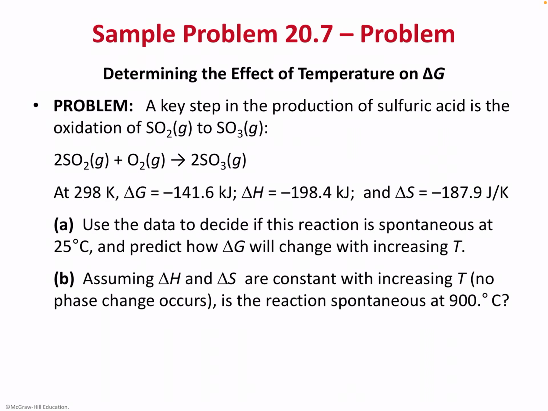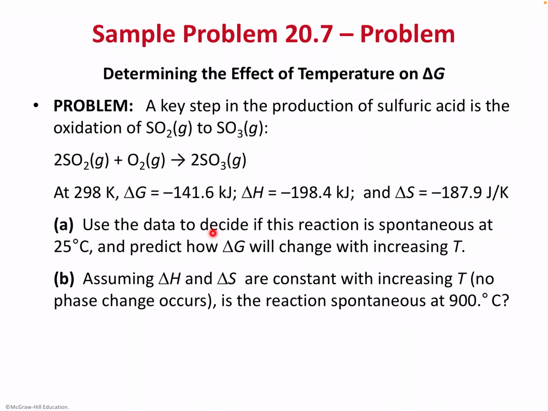Determine the effect of temperature on delta G. A key step in the production of sulfuric acid is oxidation of sulfur dioxide to sulfur trioxide: 2 sulfur dioxide with oxygen giving us 2 sulfur trioxide. And for this reaction at 298 Kelvin, delta G is negative 141.6, delta H negative 198.4, delta S negative 187.9.